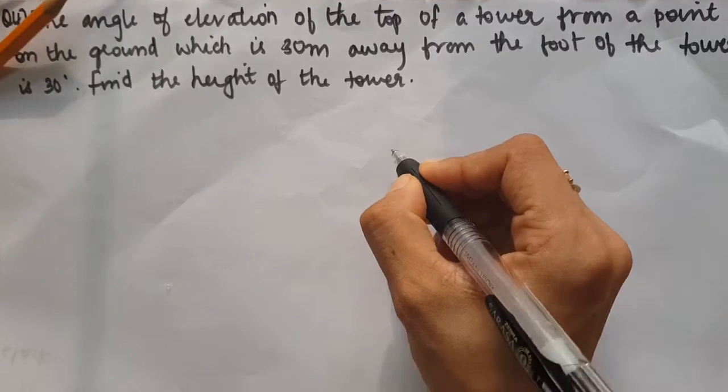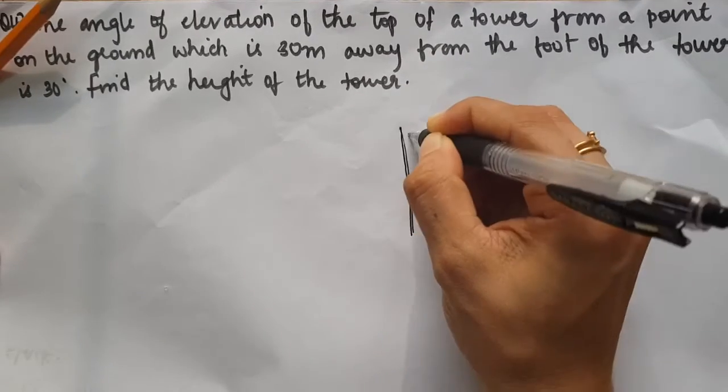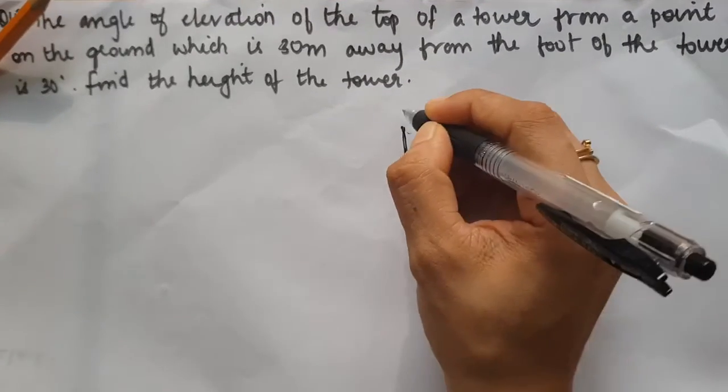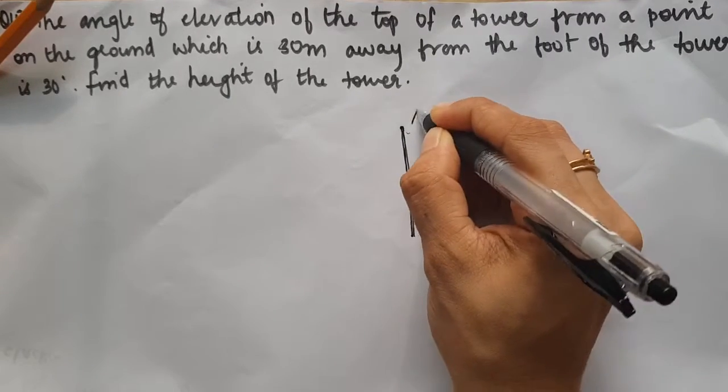So let's imagine this is the tower. I'm very bad at drawing straight lines. Okay, so this is the tower AB.